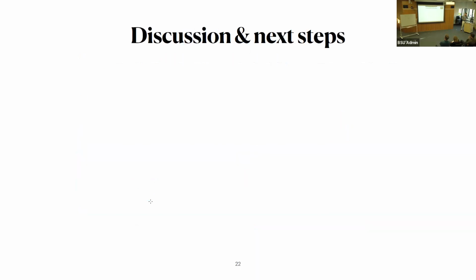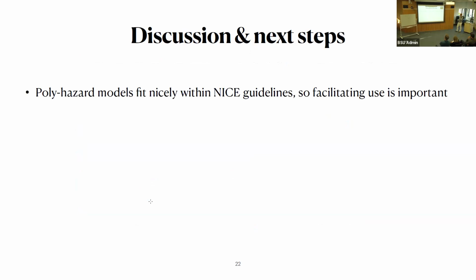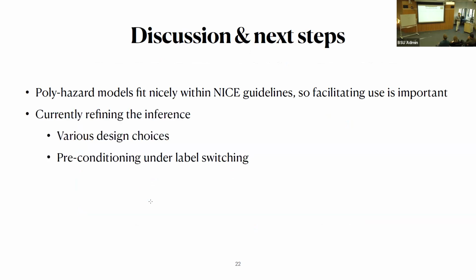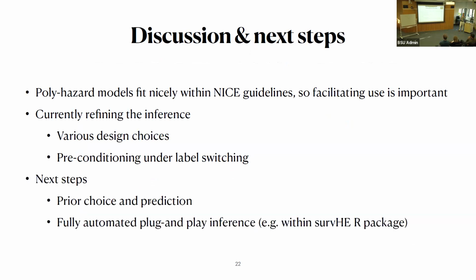So this is very much ongoing work. But we're interested in polyhazard models because they fit very nicely within the nice guidelines, and there is an interest in facilitating use. So we're currently refining the inference, and we're mostly there with that part now. The next steps are to think about refining the prior choices and making sure the predictions are sensible, and then eventually designing this all within a function in one of Gianluca's R packages, where someone can just press go and this is all going on under the hood.